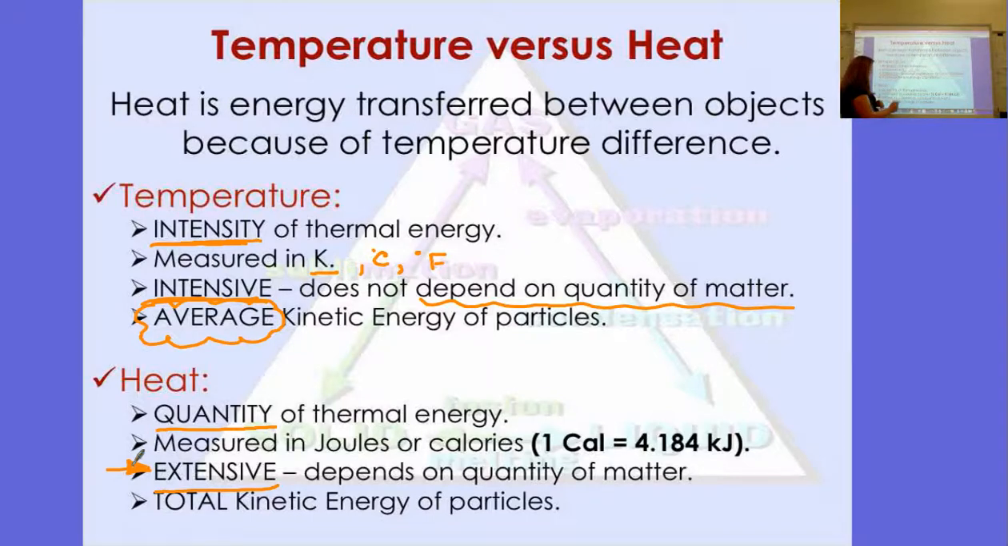Heat is measured in joules, or calories, or kilojoules, and there's your conversion. And heat is a measure of the total kinetic energy. Temperature was average, heat is total. That's why it depends on the quantity, because it measures total and not average.